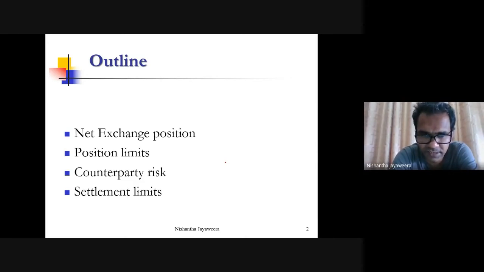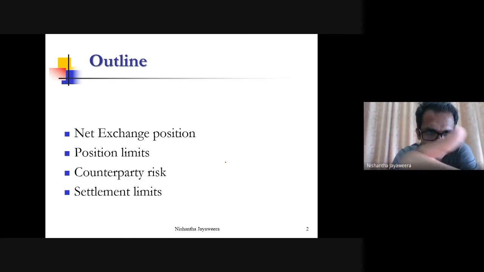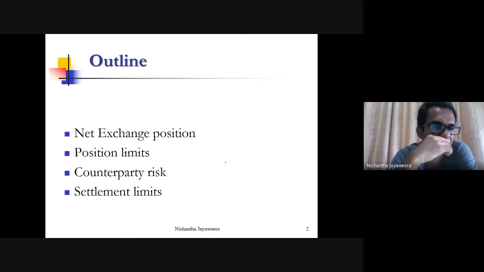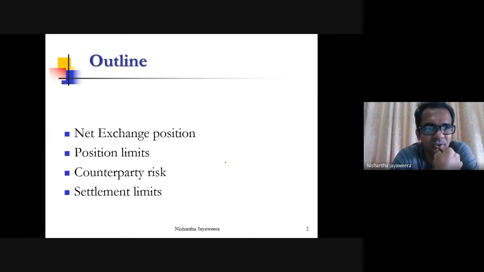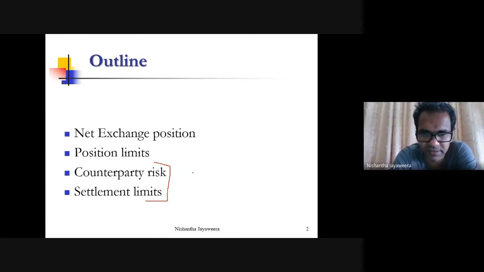To discuss that, first of all, we have to identify what is meant by a net exchange position. Then some of the controls that we have to minimize the risk in foreign exchange transactions. Indeed, counterparty and settlement risks are to mitigate some other risk which may arise from exchange rate transactions. These two are not to mitigate the foreign exchange risk.